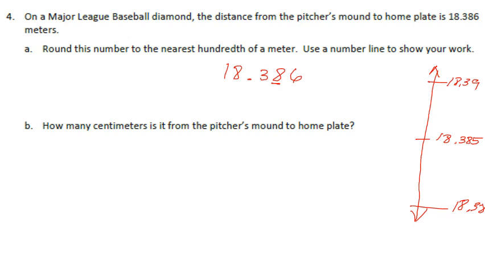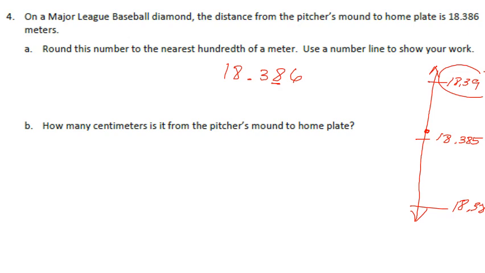Now this is 18 and 386 thousandths. This is 18 and 385 thousandths. So we know it would be right here. So we would round to 18 and 39 hundredths. How many centimeters is it from pitcher's mound to home plate?